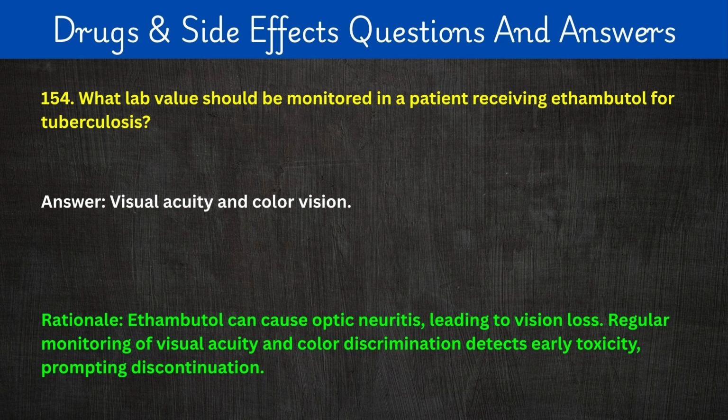154. What lab value should be monitored in a patient receiving ethambutol for tuberculosis? Answer: visual acuity and color vision. Rationale: ethambutol can cause optic neuritis, leading to vision loss. Regular monitoring of visual acuity and color discrimination detects early toxicity, prompting discontinuation.